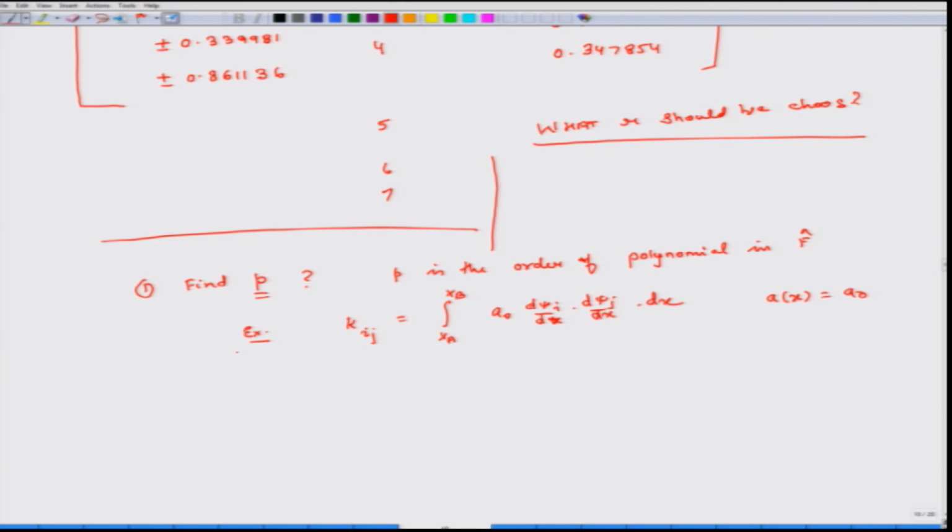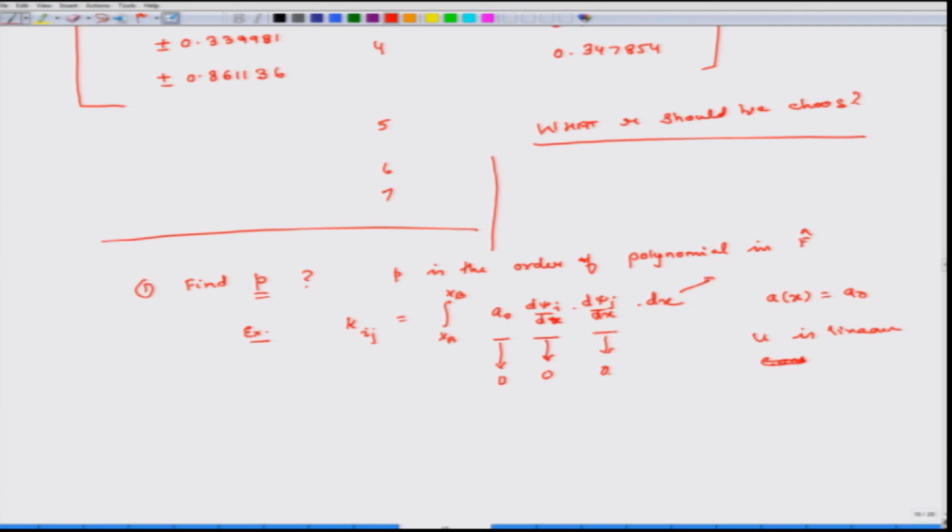See, what are these psi's? They represent the variation of u over the domain. If I assume that u is linear, then what is the variation of d psi over dx? Constant. d psi over dx is constant. So because of d psi over dx my polynomial order is 0, because of a I still have 0. So overall polynomial order is constant.